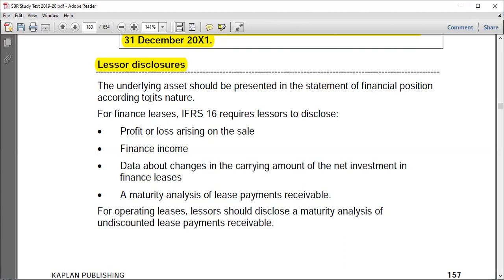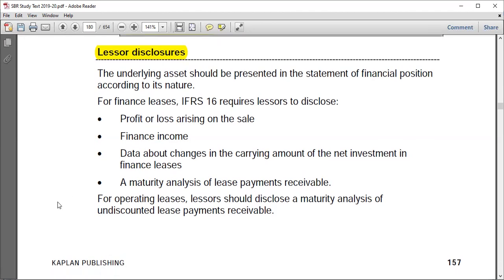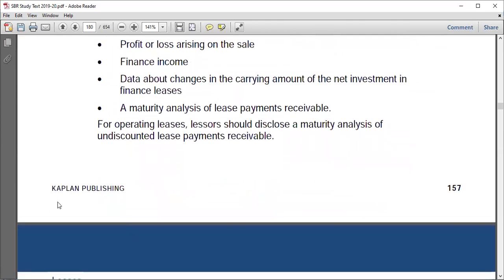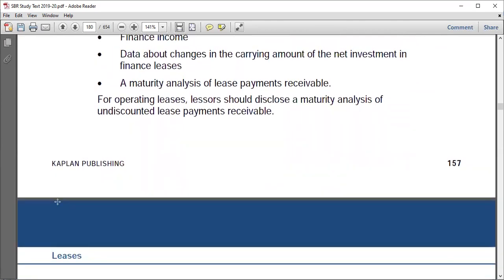For finance lease, IFRS 16 requires lessors to disclose, just like before, profit or loss arising on the sale, for example finance income, and data about changes in the carrying amount. These are just normal things, nothing much important. For operating leases, lessors should disclose the maturity analysis of the undiscounted lease payments receivable. So you can just show that out, because when dealing with operating leases, we do not discount anything.